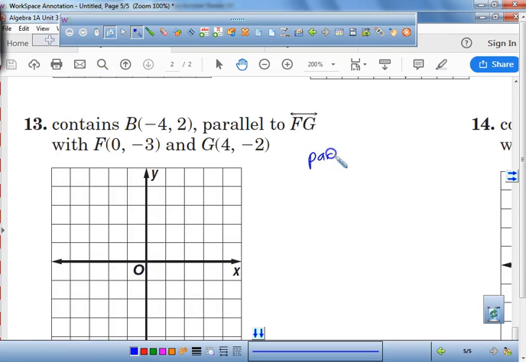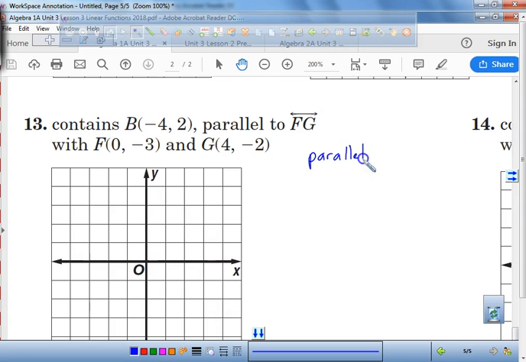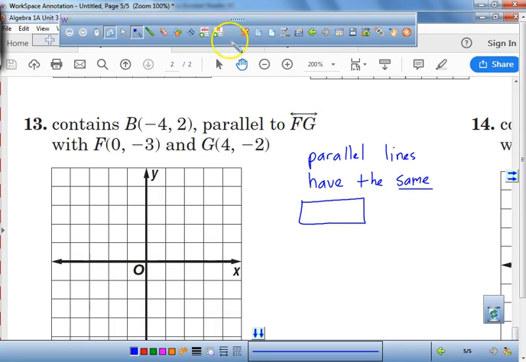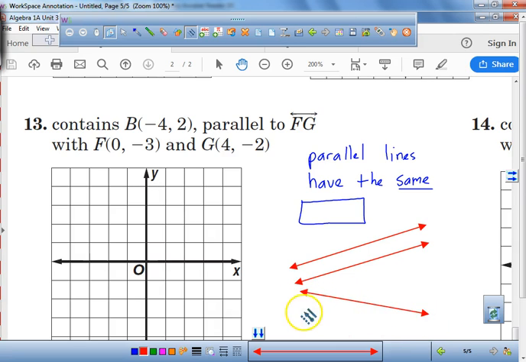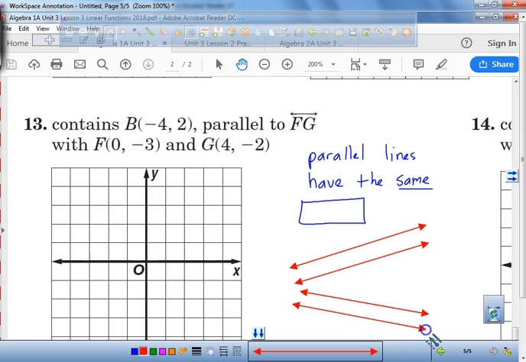I'm going to write down parallel lines. You don't have to make a whole bunch of noise here. Parallel lines have the same something. So I'm going to draw a set of parallel lines, okay? Lines that are parallel never intersect. They go up at the exact same rate, or they go down at the exact same rate. So here's another set of parallel lines right here.